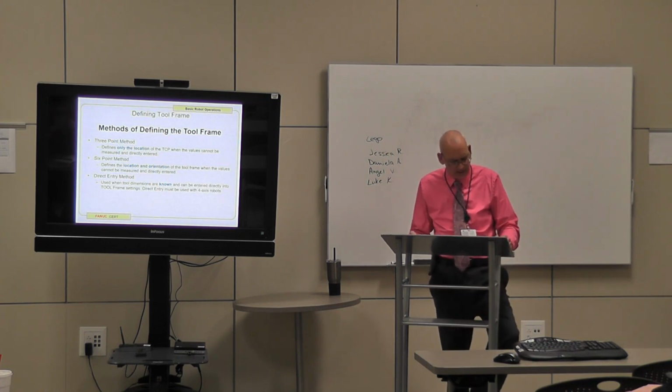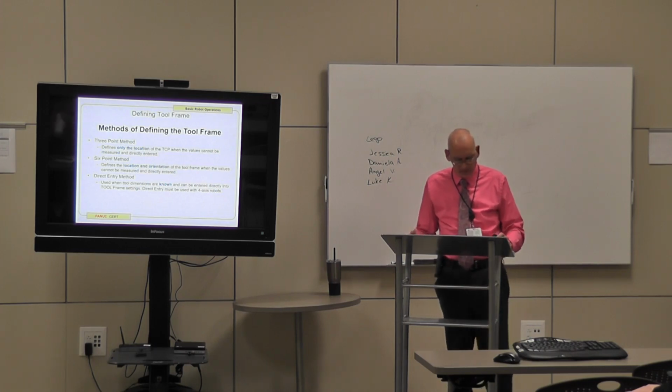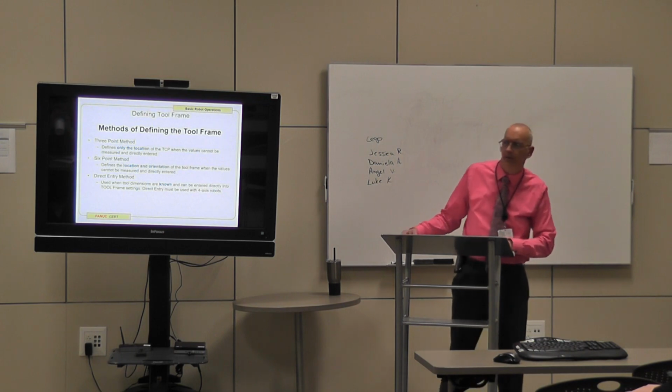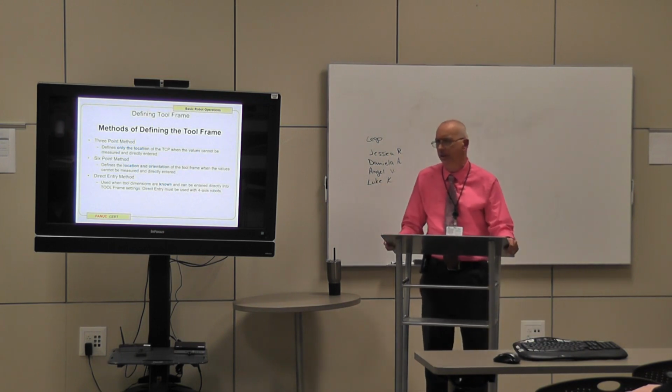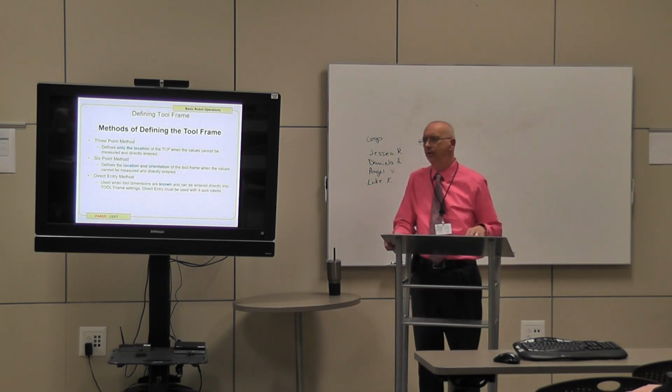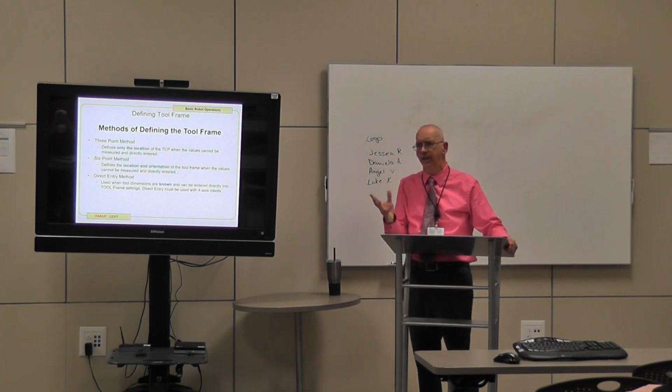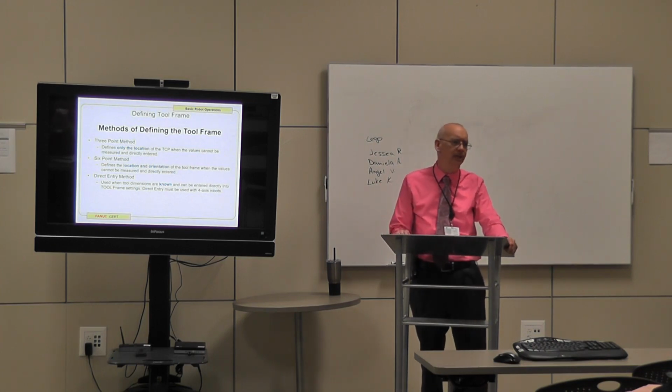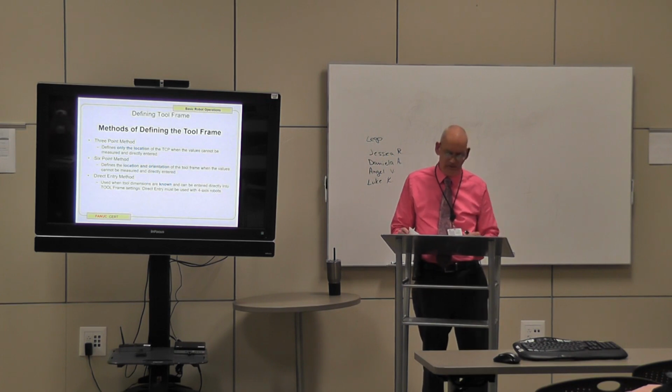The last one that we're going to talk about, and we won't be doing this, is the direct entry method, which is used when tool dimensions are known and can be entered directly into tool frame settings. Direct entry must be used with 4-axis robots. So if I have a robot that just has 4 axes, then I would use the direct entry. But we're using 6. We can use the 3 and the 6-point method to define our tool center point.